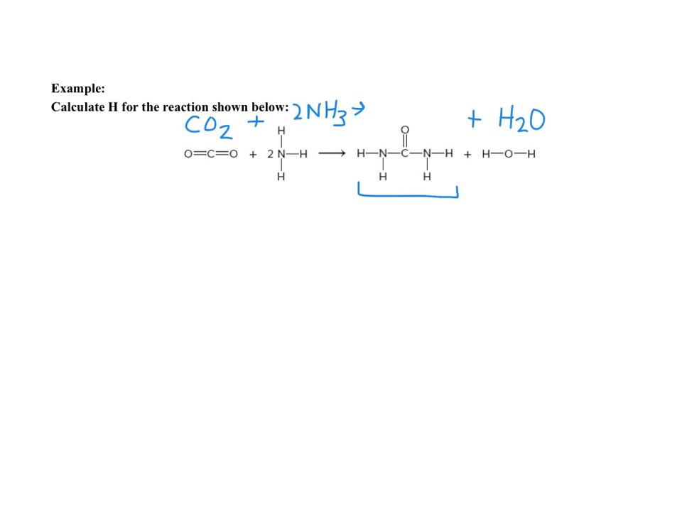For structures that they expect you to draw, they might just give you the formula and expect you to draw those structures and see what bonds need to be broken. For other structures, they'll show those to you. So over here on my reactant side, these are the bonds that are being broken.